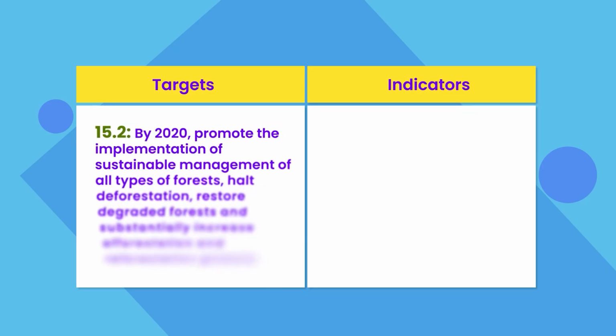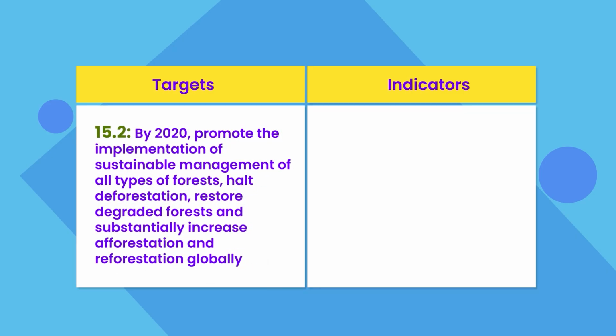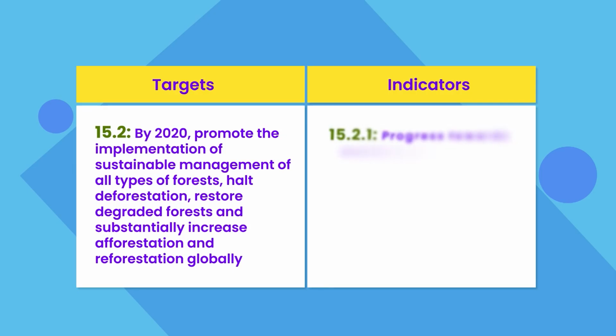Target 15.2, which is target 2 of Goal 15, is the promotion of the implementation of sustainable management of all types of forest, halting deforestation, restoring degraded forest, and substantially increasing afforestation and reforestation globally. To look into the progress of this target, we have indicators looking at what kind of sustainable forest management practice is implemented across the world in different regions.